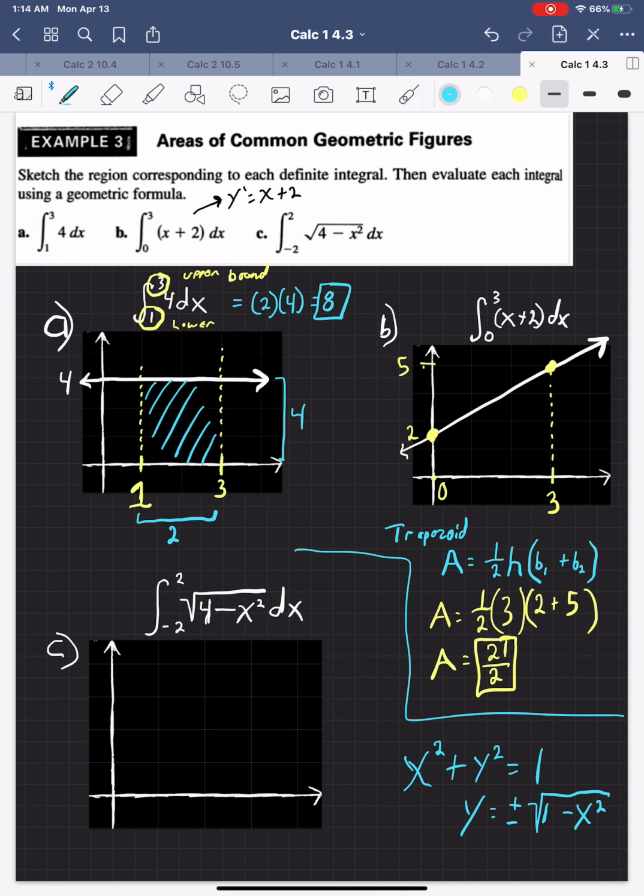So if you were to grab your calculator and graph the positive square root of 1 minus x squared, you would get the top half of that circle. And if you were to graph a negative square root of 1 minus x squared, you would get the bottom half of that circle. Now, notice what we have. We just have the positive version of the square root of 4 minus x squared. So in other words, this is not a full circle. This is a semicircle.